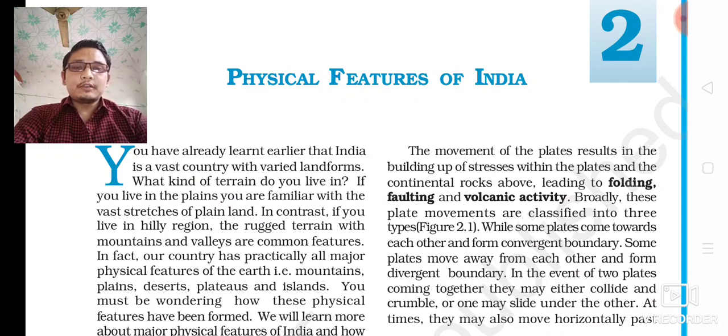Physical Features of India, Chapter 2, Geography, Para 1. India is a vast country with varied landform or different physical features. Varied landform or different physical features means India has mountain area, India has desert area, India has plateau areas, India has islands, and India has the plain areas.